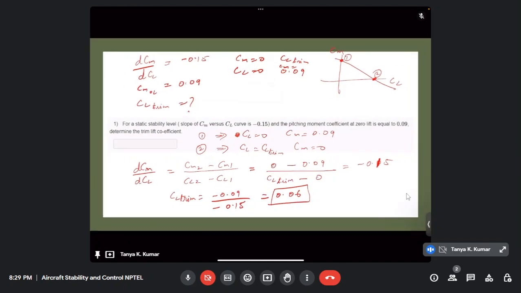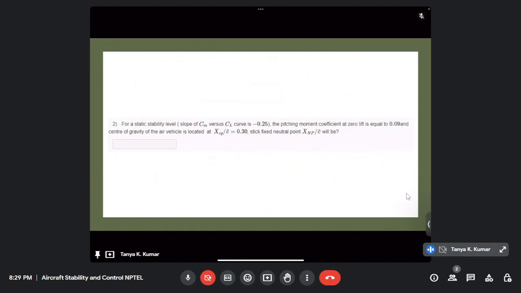Let's go to the next question. Again, similar data is given where they're giving you slope of Cm versus Cl, that is minus 0.25. So it's a stable aircraft, right? You require your Cm versus Cl slope to be negative. The pitching moment coefficient at 0 lift is equal to 0.09, and the center of gravity of the vehicle is located at x bar Cg of 0.3. They've asked you to find the stick fixed neutral point. How do you go about doing this? It's a very similar way.